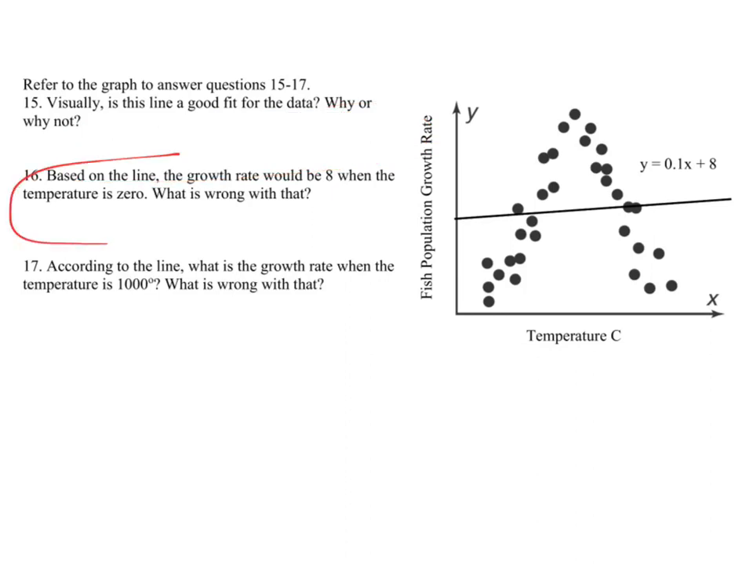Next one: based on the line, the growth rate would be 8 when the temperature is 0, right? Like a temperature and the fish population growth rate. So we're looking at the y-intercept here. Population would be growing at a rate of 8 when the temperature is 0. What's wrong with that? If you know anything about water, at 0 degrees, water tends to be frozen, and it's really hard for things to reproduce when the water's frozen.